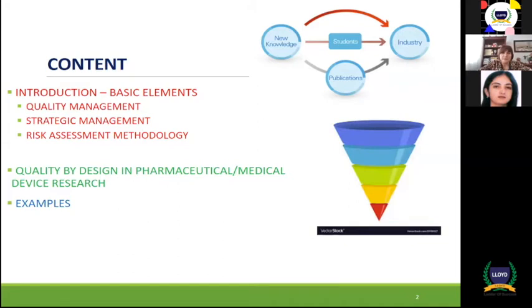So the first module is about the basic elements of quality, something about strategic management, and the risk assessment methodology. I want to show you that all these 3 fit each other, and we speak about the same. Whether we speak about strategic management or risk assessment or quality management or quality cycle, you will see that we speak about the same thing, and the logic is the same.